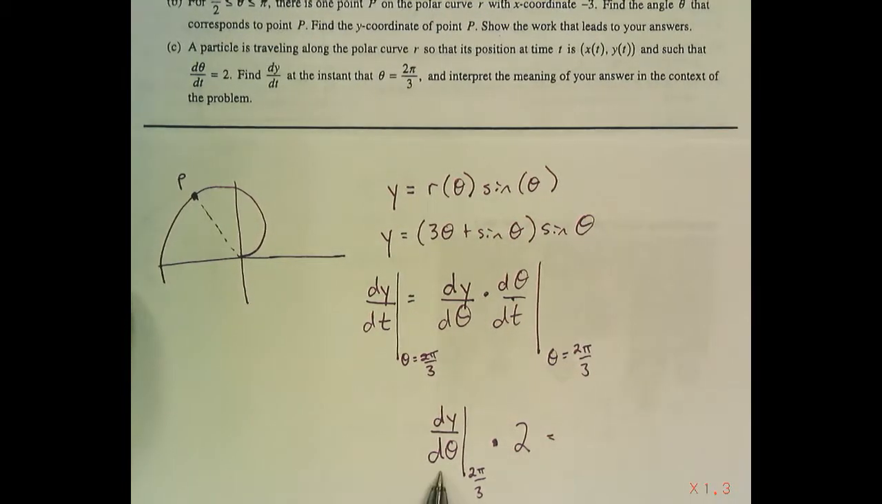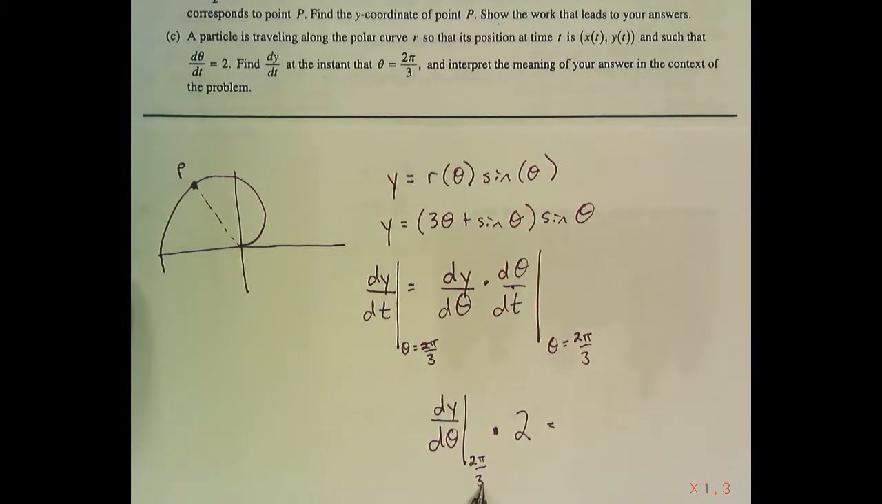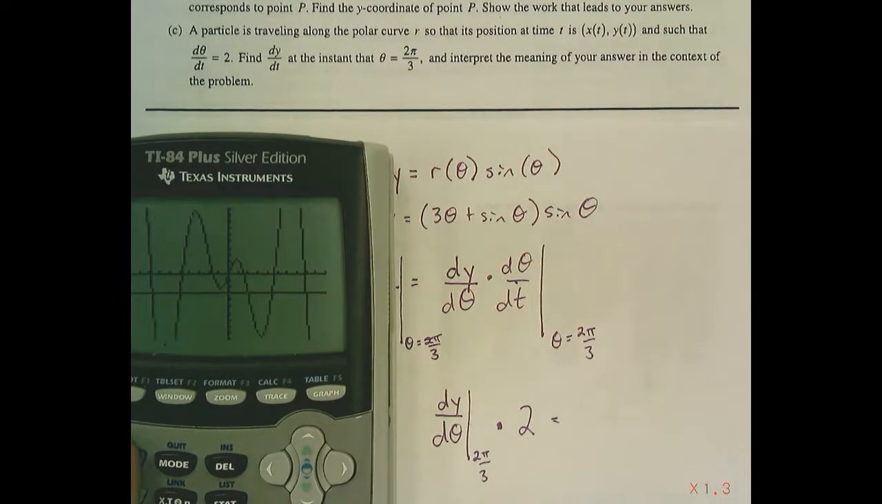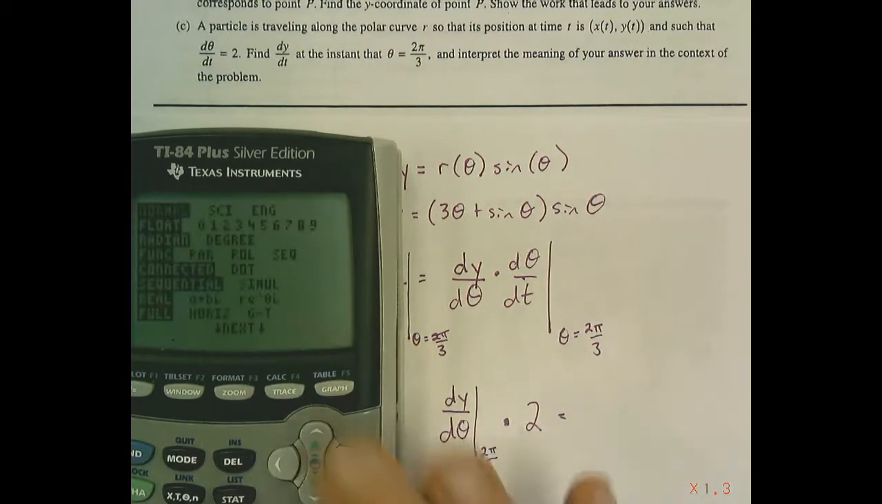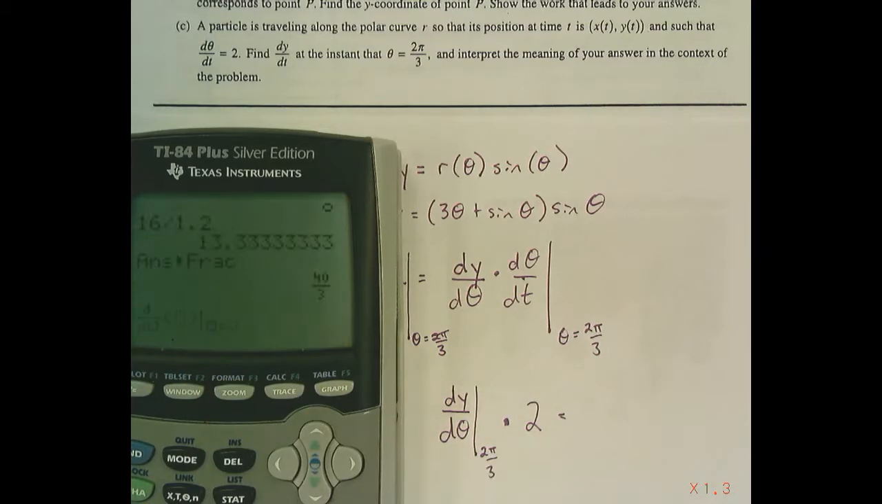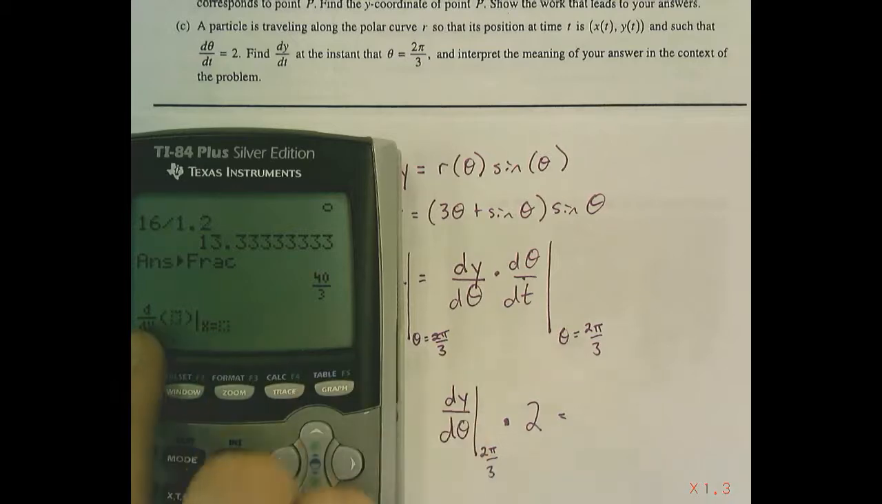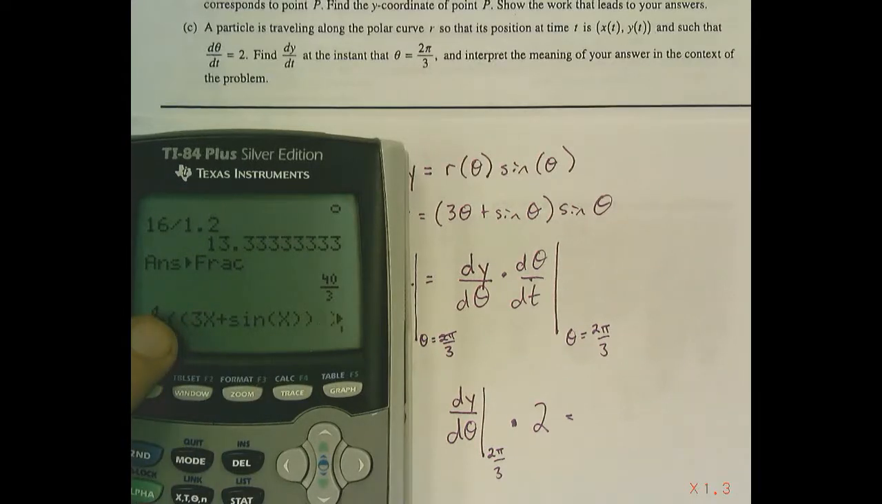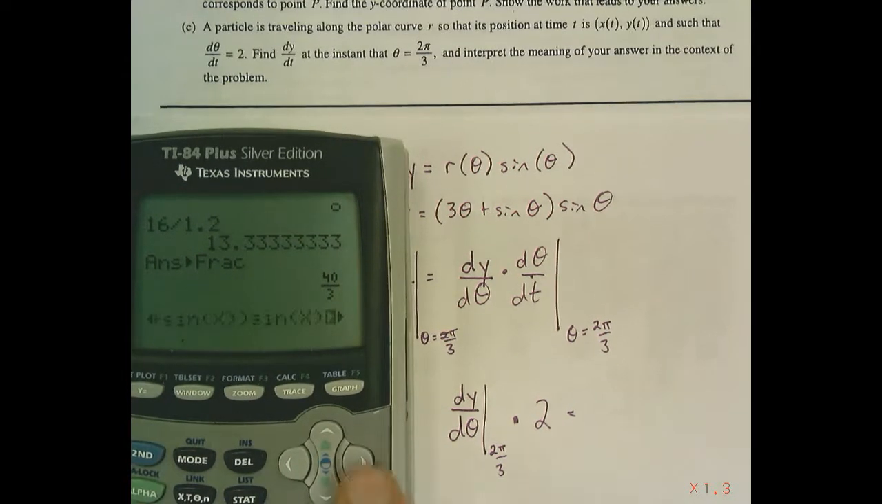Well, how do I evaluate dy/d theta at 2 pi thirds? Again, we can turn to our calculator and have the calculator evaluate a derivative at a point. So turning to our home screen on our graphing calculator, making sure we're in radian mode, math 8, take the derivative of, and I'm just going to use the variable x, (3x plus sine x), close the parenthesis, times sine x, close the parenthesis, at 2 pi thirds.